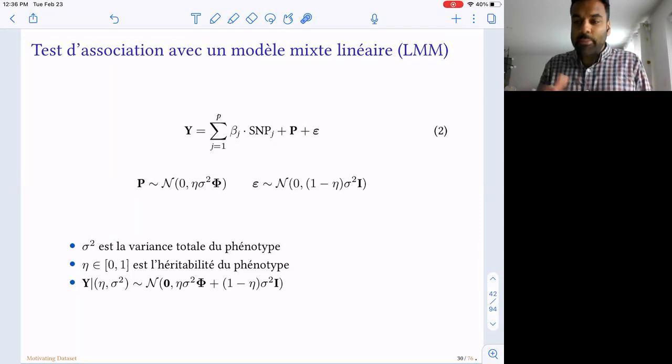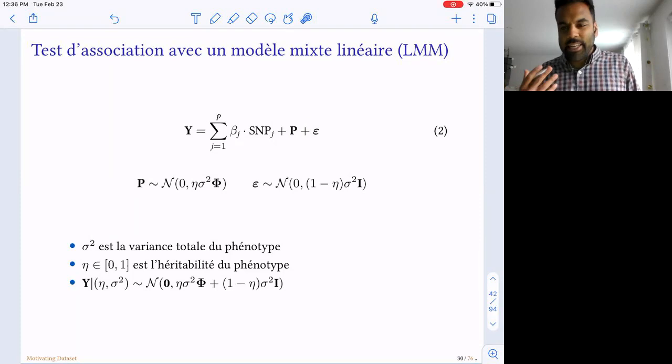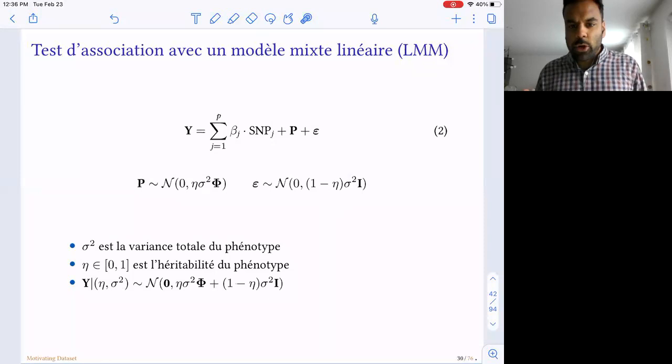And so again, the goal here is to estimate these betas, to get unconfounded estimates of those betas. In other words, if I don't account for this polygenic term, which follows a normal distribution with mean zero and this variance.